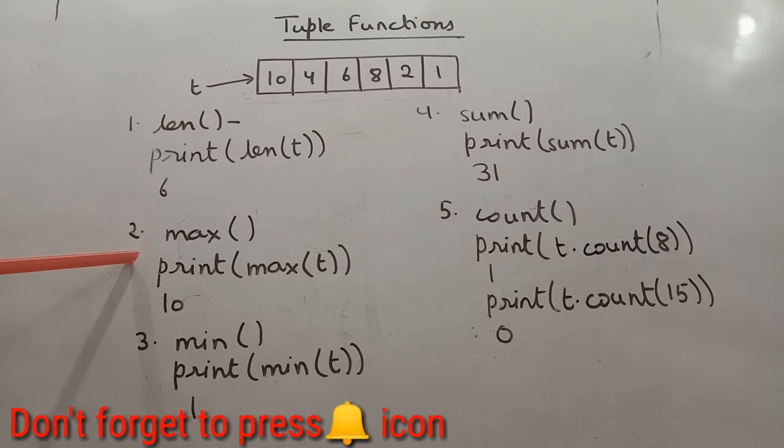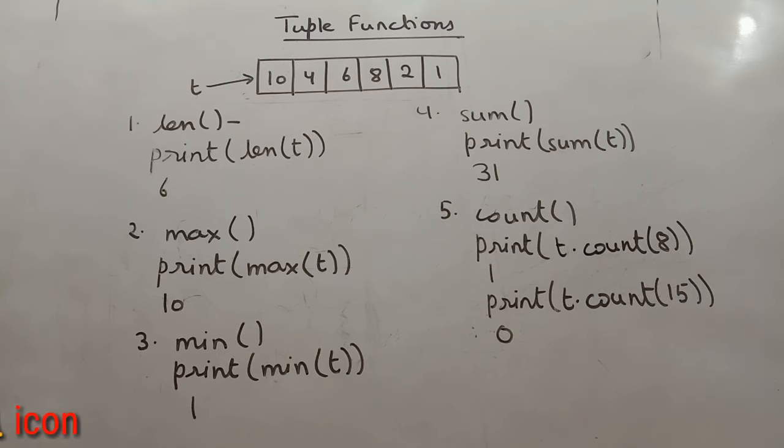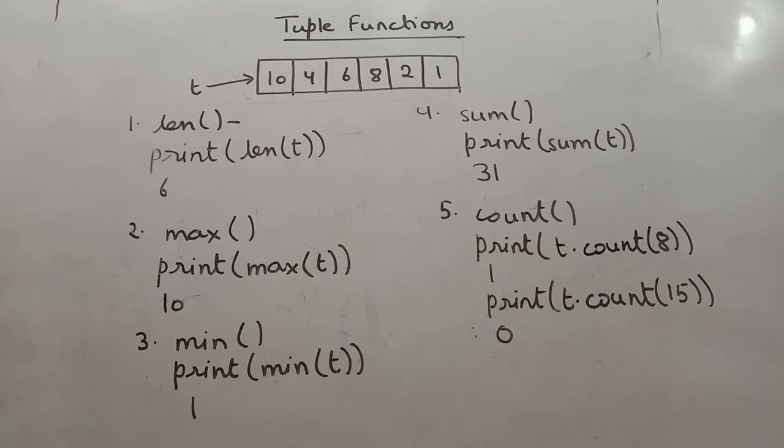The next function is your max function. As the name suggests, max function is used to find out the maximum value of the tuple. But for this function to work properly, the values stored in the tuple should be of the same type, right? So if I have written print max t, the answer is 10. Why? Because 10 is the highest value stored in the tuple.